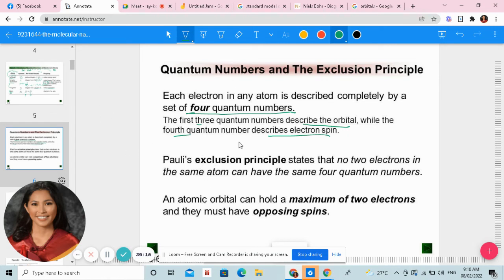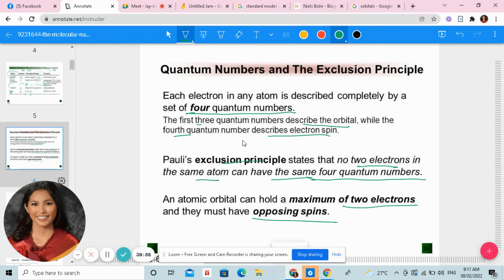Now, we also have this principle that no 2 electrons in the same atom can have the same 4 quantum numbers. Okay, so dapat lahi-lahi siya. Because lahi-lahi na siya, that is according to Pauli's exclusion principle. So different elements in the periodic table have different quantum numbers also because we have different numbers of electrons.